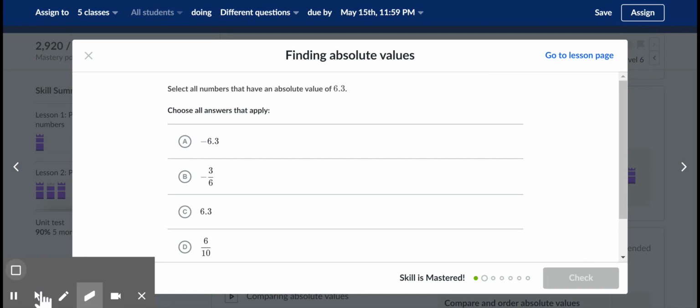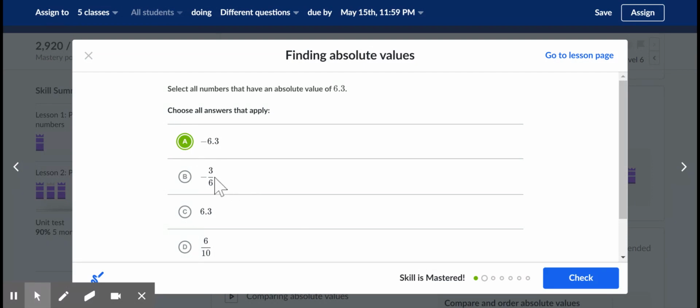And the next question, it's asking which numbers have an absolute value of 6.3. So which of these numbers would be 6 and 3/10 away from 0? So let's look at the first one. It says -6 and 3/10. So my hint here is really I would just end up dropping the sign, and that -6.3, because it has the 6.3 in it, is going to end up having an absolute value of 6.3.